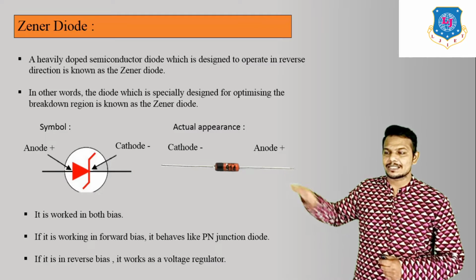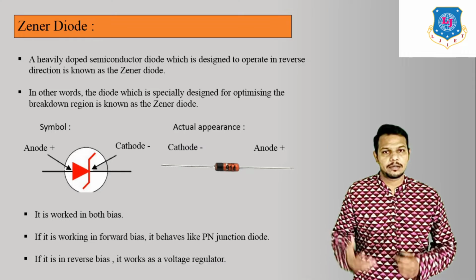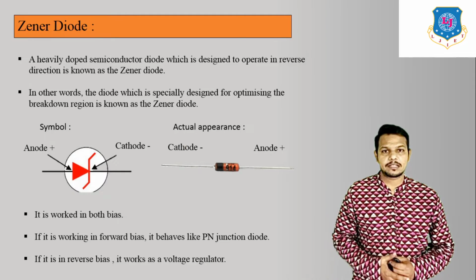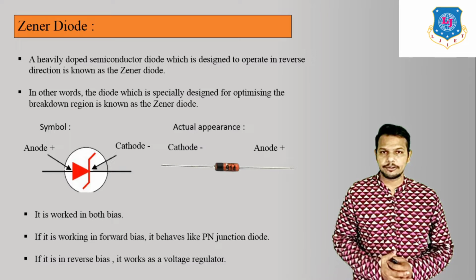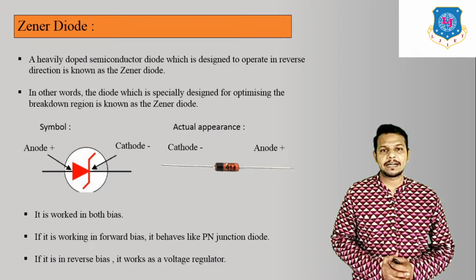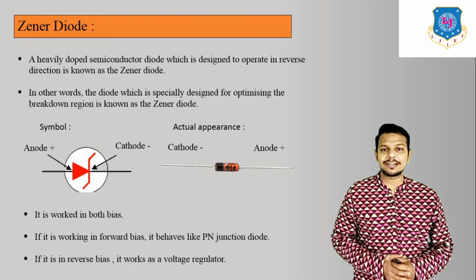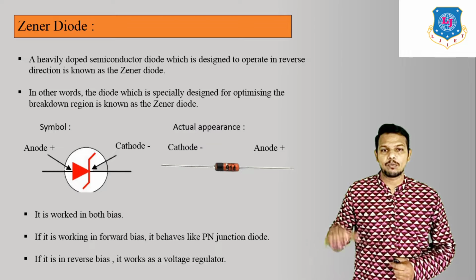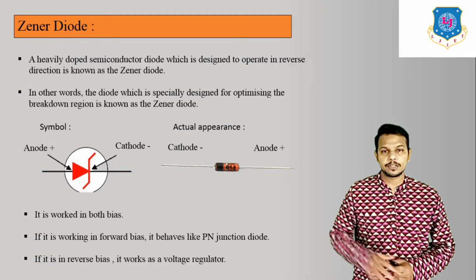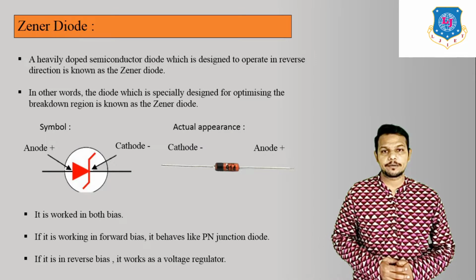Now let us discuss the Zener diode. It works in both biases: forward bias or reverse bias as well. If it is working in forward bias, then it behaves like a PN junction diode. If it is in reverse bias, then it works as a voltage regulator. This is the main application of the Zener diode, the voltage regulator, so in this topic we are going to discuss the voltage regulator thoroughly.